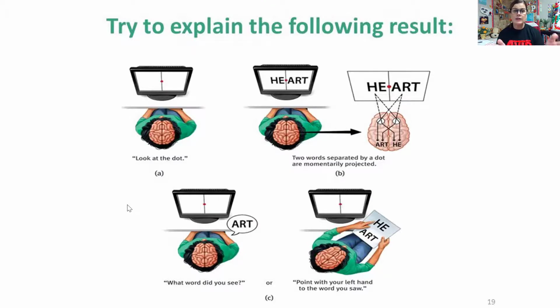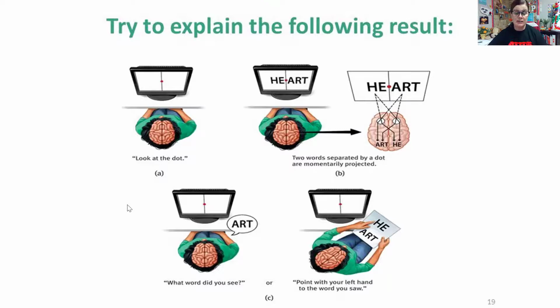So again, thinking about how vision works and which side of the brain is going to process those letters, HE is going to be sent to the right hemisphere, seeing it in the left field of vision, and ART, taken in by the right field of vision, will be sent to the opposite side, the left hemisphere. So now the researcher is going to ask the individual, what did you see?